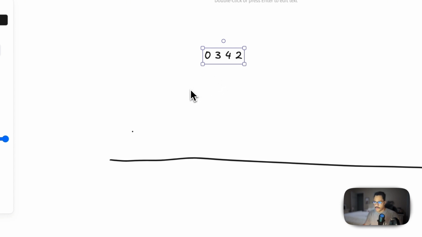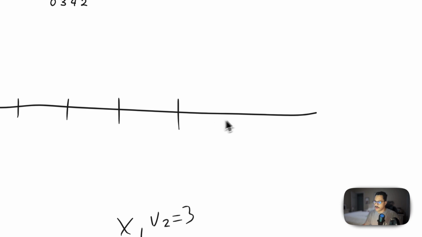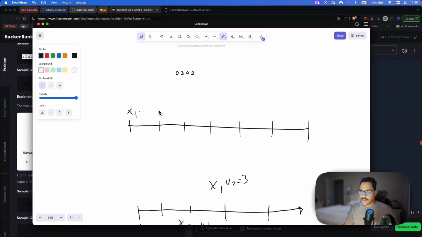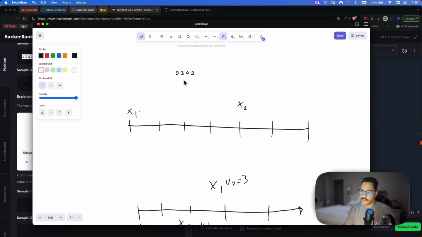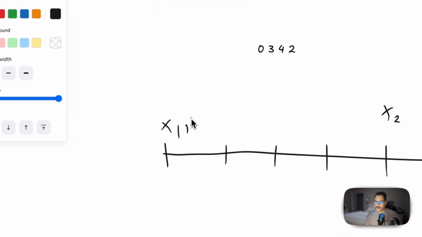So let's say that kangaroo 1 is going to be here, and 2, 3, and 4, and 5, and 6. That's kangaroo 1 with velocity of 3. Kangaroo 2 is going to be 1, 2, 3, and 4. Kangaroo 2 is going to be all the way up here. That's a cheater, anyways. And velocity of this kangaroo is going to be equal to 3.